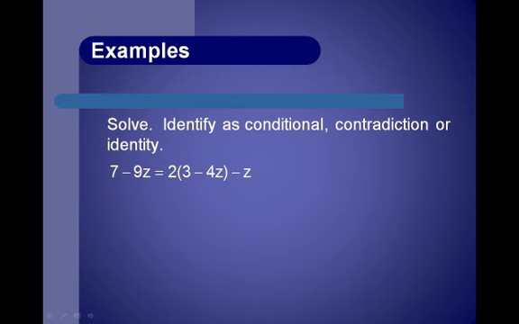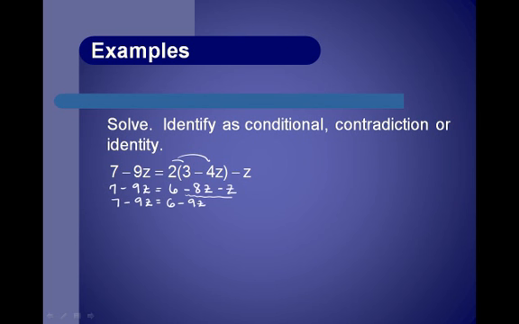Okay, let's do another one. First, we want to get rid of the parentheses. So when we go through now and try to simplify each side, the left side gives us 7 minus 9z. There's nothing to do on that side. On the other side, though, we get 6. Then we've got a negative 8z minus 1 more z. So that would give us negative 9z.